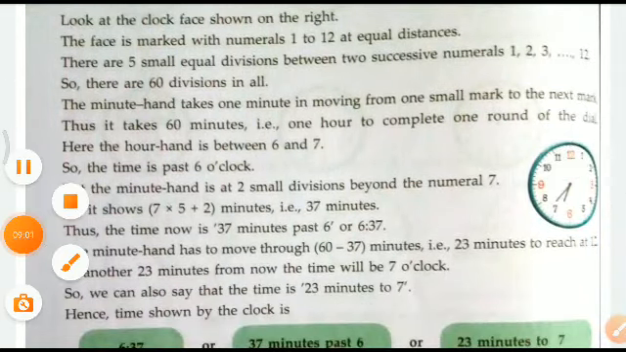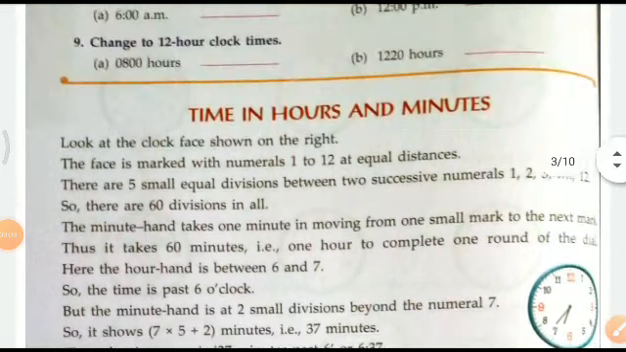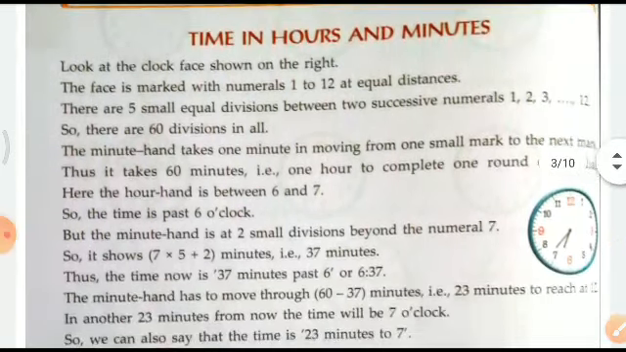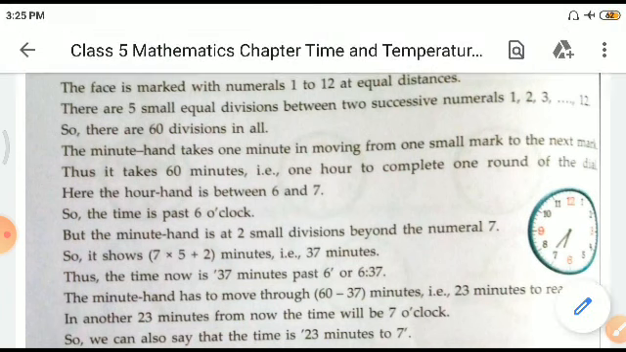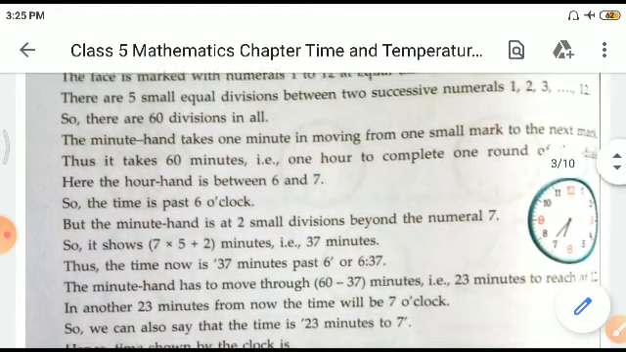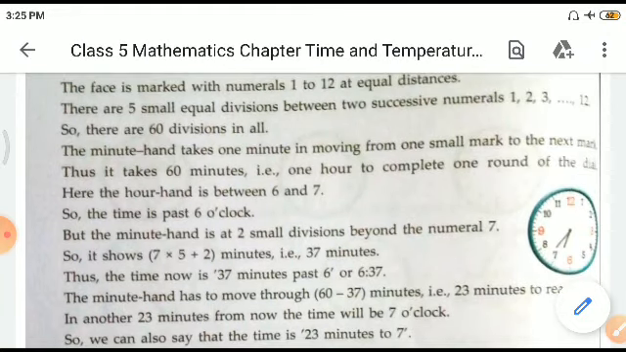Time in hours and minutes. Let us try to do this a little bit. Look at the clock face shown on the right. The face is marked with numerals 1 to 12 at equal distances, right? Now there are 5 small equal divisions between the two successive numerals 1, 2, 3 to 12. So there are 60 divisions in all. The minute hand takes 1 minute in moving from one small mark to the next mark, right? Thus it takes 60 minutes, 1 hour to complete one round of the dial.